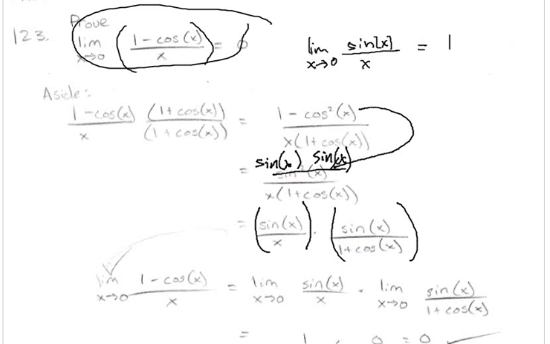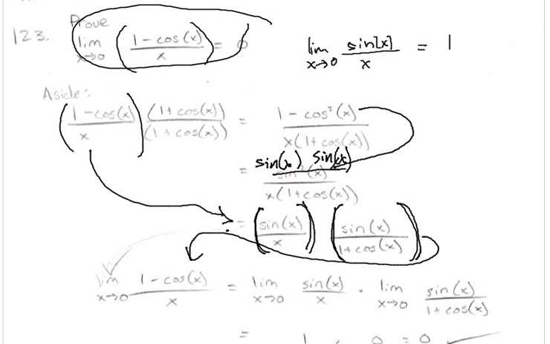I can split the factors up between a fraction any way that I want. So I can say, hey, this is the same thing as sine of x over x times sine of x over 1 plus cosine of x. So when I take this and I say, hey, I want to find the limit, I know I manipulated this function and got it into this form. So I can say that the limit as x goes to 0 of 1 minus cosine of x over x is equal to the limit as x goes to 0 of sine of x over x times the limit of sine of x over 1 plus cosine of x.